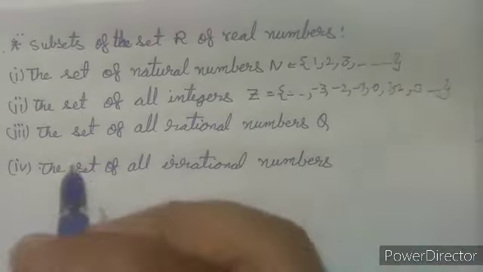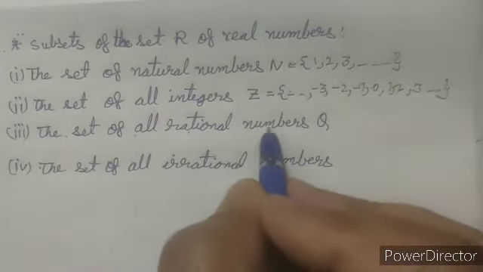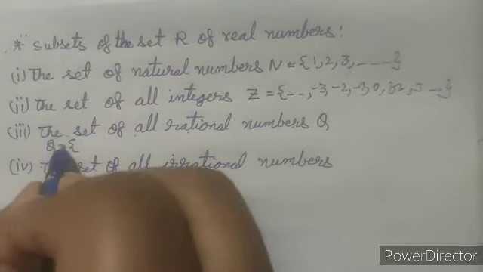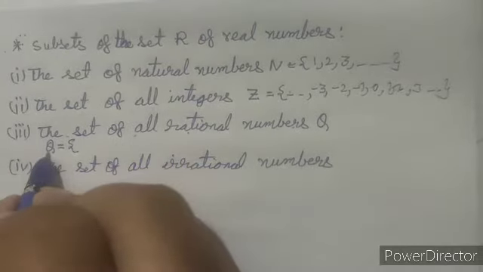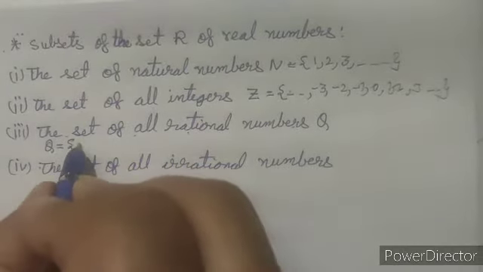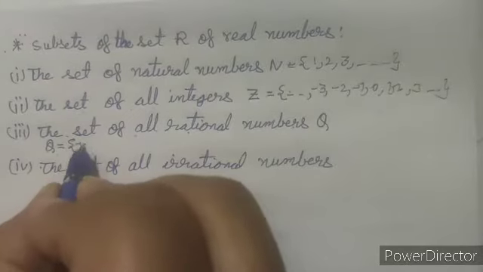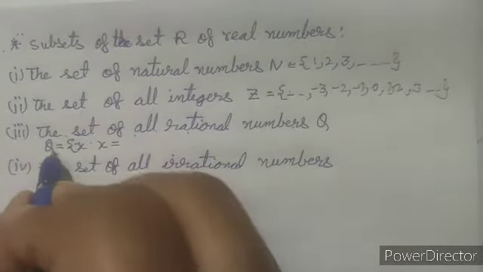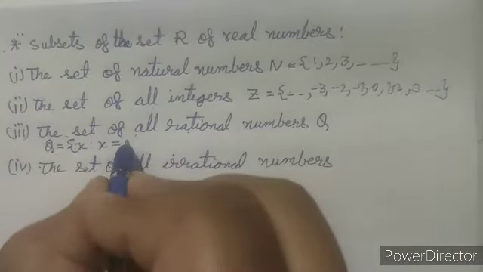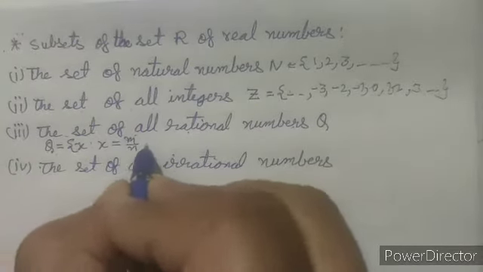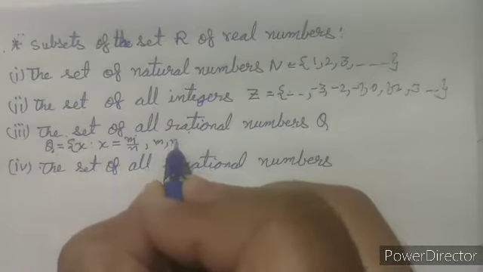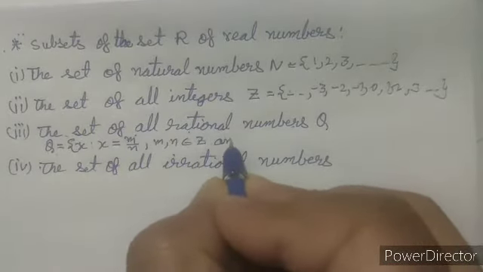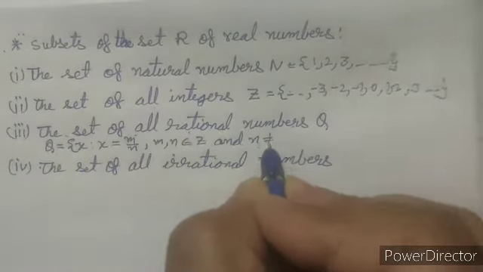Now the set of all rational numbers. As we know, what are rational numbers? The set of rational numbers is denoted by Q, and rational numbers are the numbers which can be written in the form p upon q. The set of rational numbers will be x such that x is equal to m by n, where m and n belong to integers and n is not equal to 0.